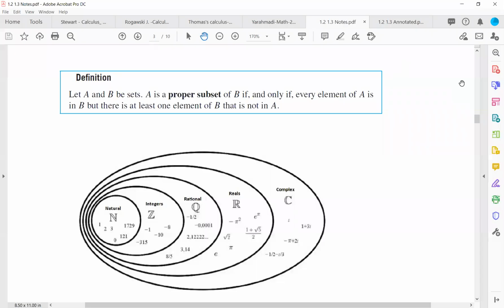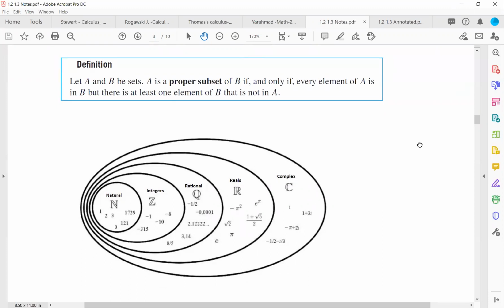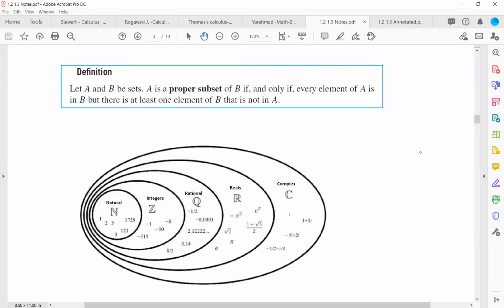Next definition is proper subset. We say that a set like A is a proper subset of set B if and only if every element of A is in B, but there is no possibility that these two sets are the same. When you look at the sets like natural numbers, integers, rational numbers, irrational numbers, real values, and complex numbers, you can actually see they are proper subsets of each other.